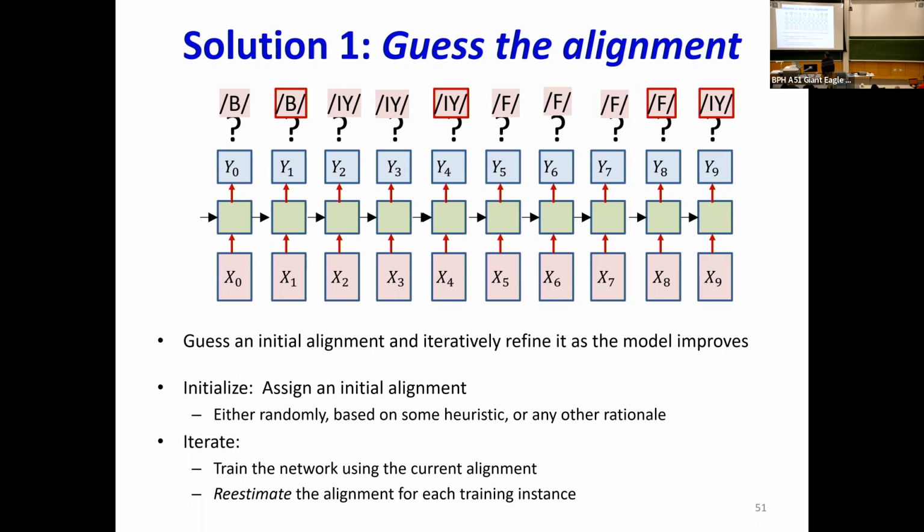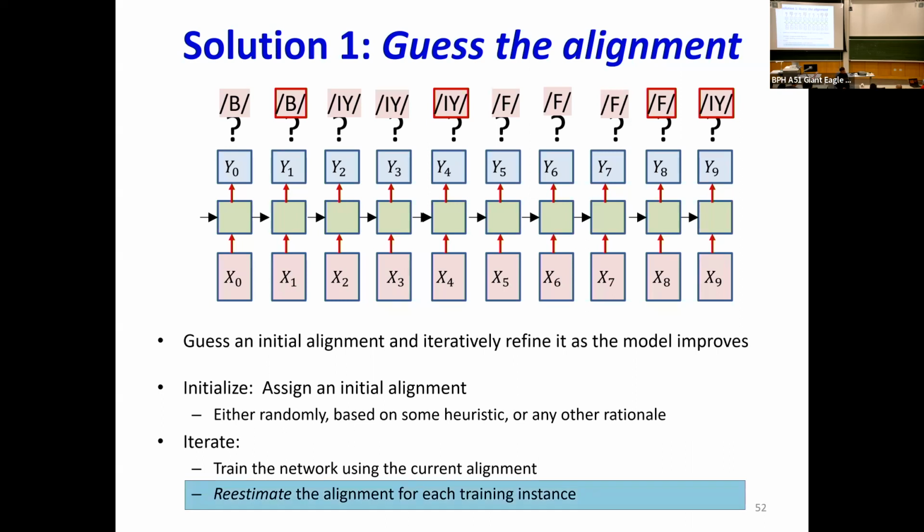So I can assign an initial alignment either randomly or based on some heuristic, and then I can train my network. But then my initial alignment is a guess. It's not perfect, right? But at this point, I have a network. I can use that network to go back and refine my alignment. And then I can use my refined alignment to retrain the network and keep repeating the process.